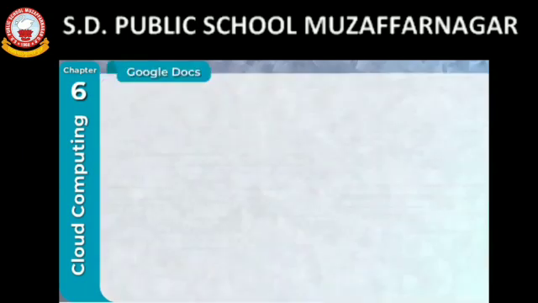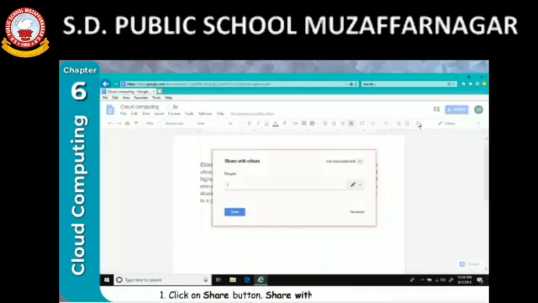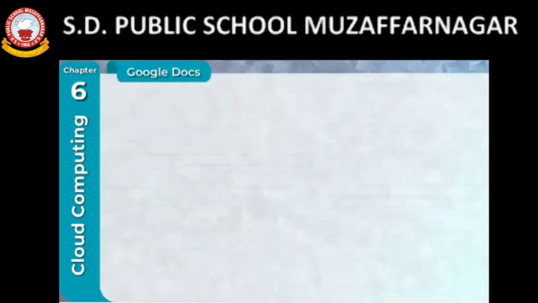After creating the file, you can share it with other people through a link. For this, first click on Share button. Again Share with others dialog box appears. After that, at the top right, get shareable link. A link of your file appears. Copy and paste the link in an email or any other place you want to share it.